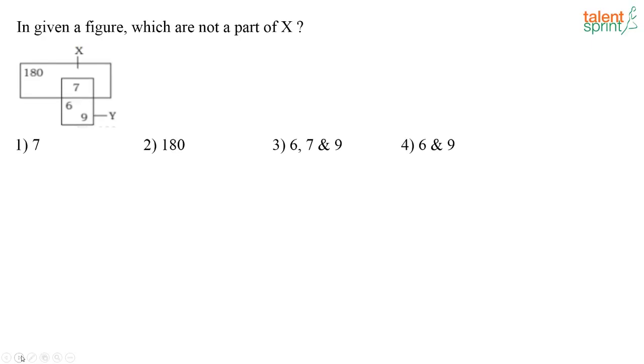In the following figure, which is not a part of X? So there are two sets here, X and Y. The part of Y which does not intersect with X is the part which does not belong to X, this is the part that they are referring to. What does that part include? It has 6 and 9. So this is the part that is not a part of X. So the correct answer is option 4, 6 and 9, this part.